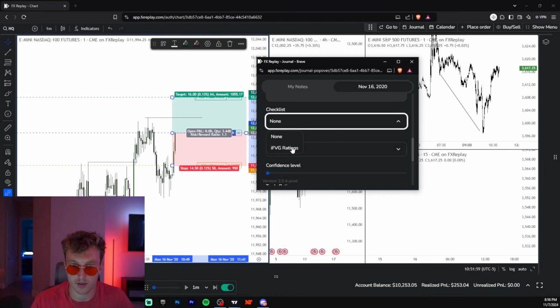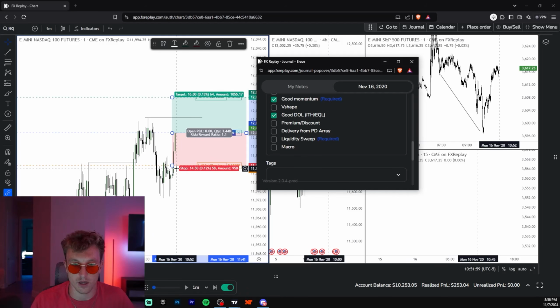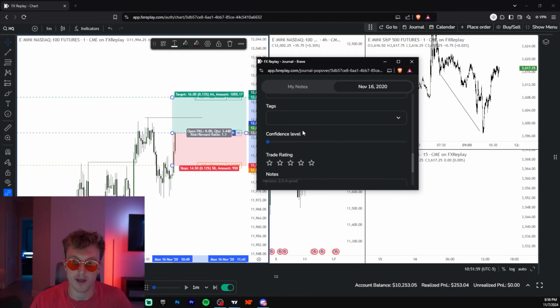Checklist. There's still an SMT at the bottom. Singular, not single, for rally gap, but there's good momentum here. There's a good draw on liquidity. Not V shape. We're not on discount. It is the macro time. So because of that, I do that. And liquidity sweep, delivery with PD array, and there's technically a liquidity sweep, yeah.